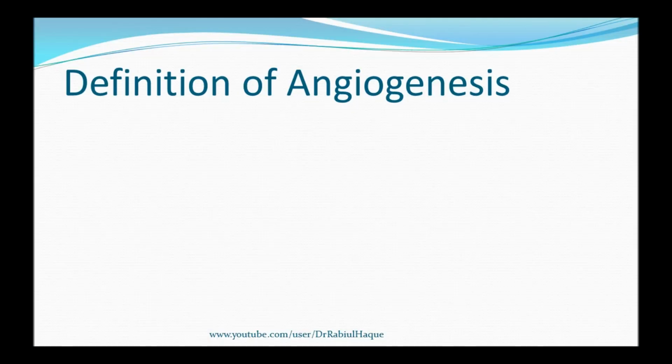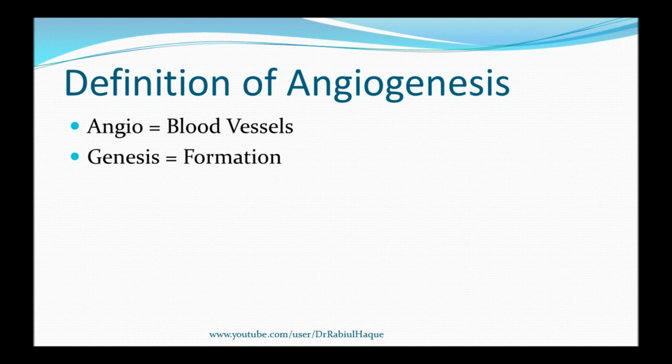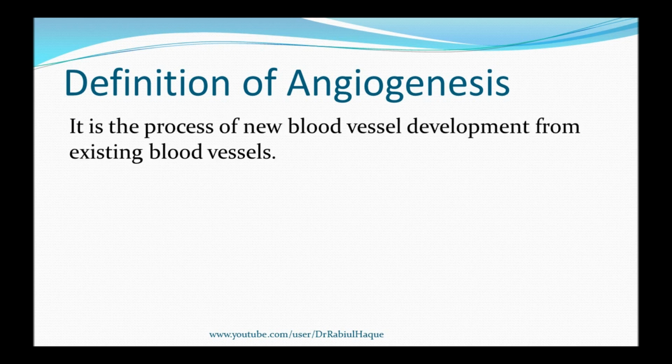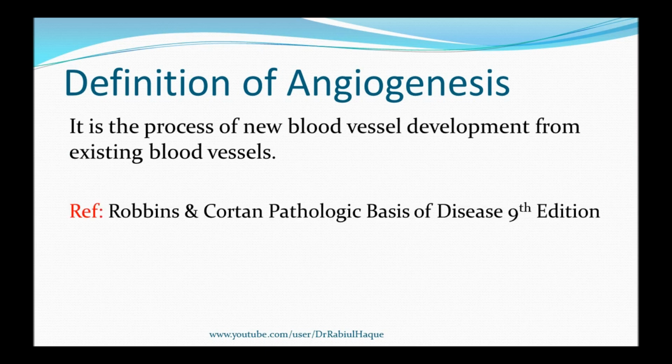First question, what is angiogenesis? Now the word angiogenesis has two parts. Angio means blood vessels and genesis means formation. So from the meaning it is very obvious. How can we define angiogenesis? Angiogenesis can be defined as the process of new blood vessel development from existing blood vessels.